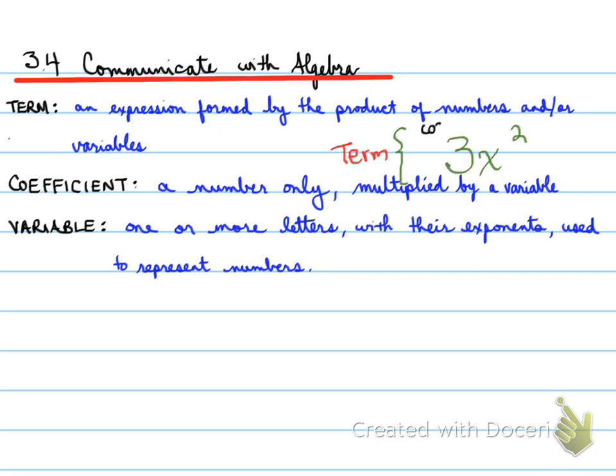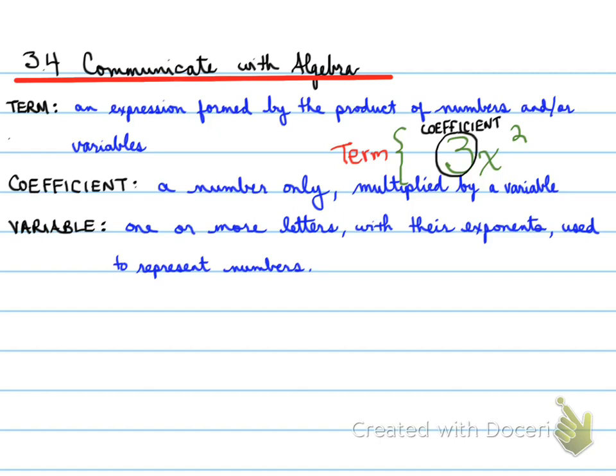So an example. Let's look at this 3x squared that we see here. What does this 3x squared mean? Well, this whole thing is called a term. All right, so that whole thing is called a term. Now, on that note, the 3 itself is known as the coefficient. The 3 itself is known as the coefficient.